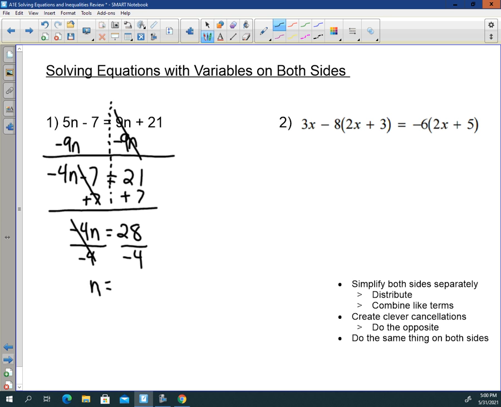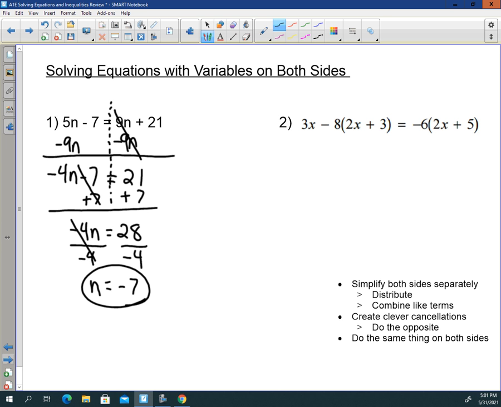Oh, it's 7. How did I not know that? But it's going to be a negative 7 because we have a positive divided by a negative, and so negative 7. And there you go. So even if it's got variables on both sides, you still consider both sides separately, then create clever cancellations, and then do the same thing to both sides.